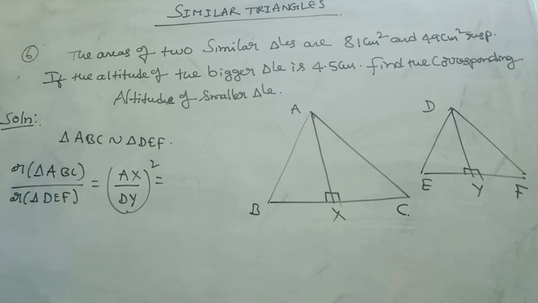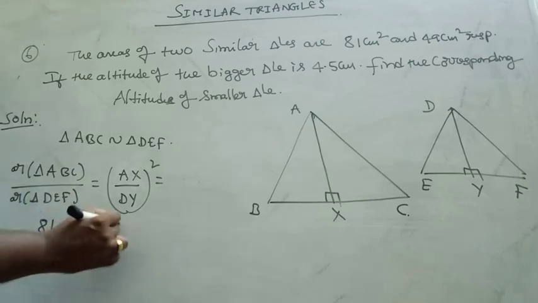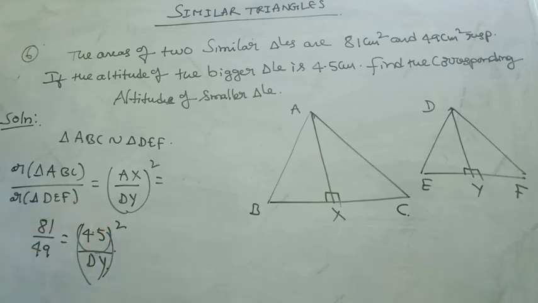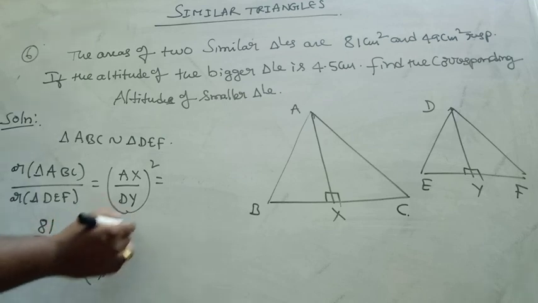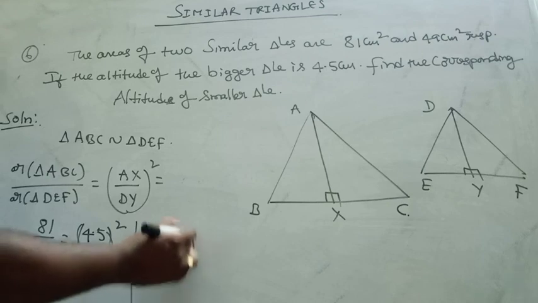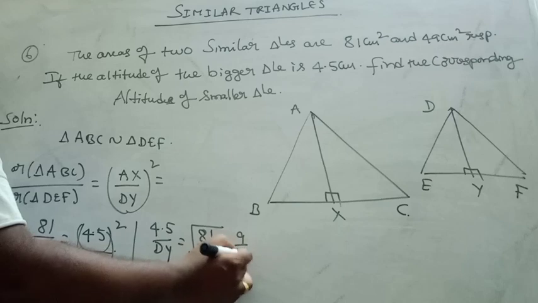Now the areas of two similar triangles, they given it already, right, my dear students, 81 by 49. That is equal to, and the altitude of bigger triangle they given it as 4.5 centimeter. This is now 4.5 by DY whole square. And you see, my dear students, very simple way we can do now. 4.5 by DY, if we take this equal to square root of 81 by 49, this is equal to 9 by 7.